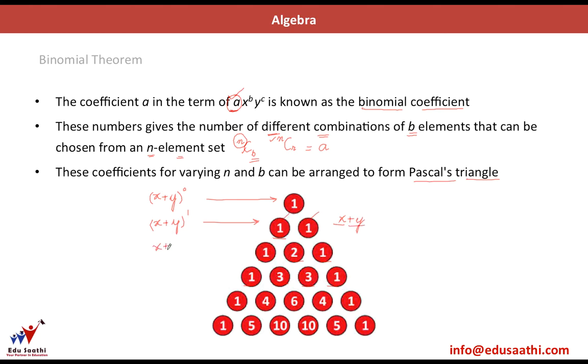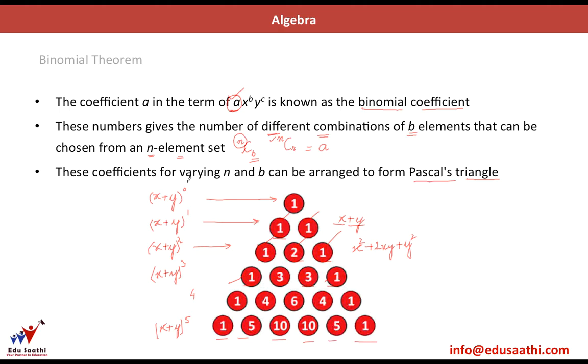For x plus y whole squared, the coefficients would be given as x squared plus 2xy plus y squared. So it will be 1, 2 and 1. Similarly, for x plus y whole cube, the coefficients would be 1, 3, 3, 1. And for x plus y raised to power 4, it will be 1, 4, 6, 4, 1. For x plus y raised to power 5, it will be 1, 5, 10, 10, 5 and 1. So these will be the coefficients that you will have for each binomial term.